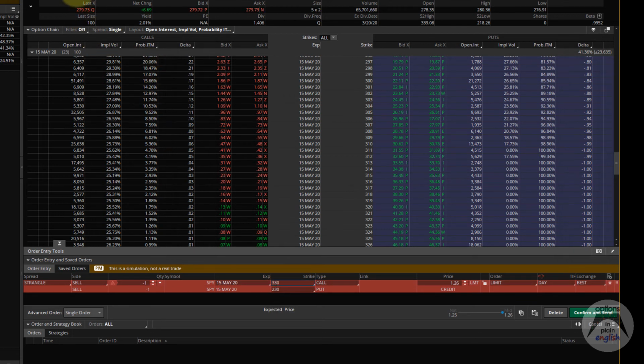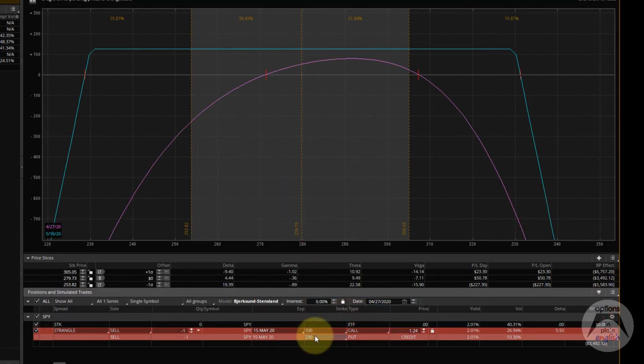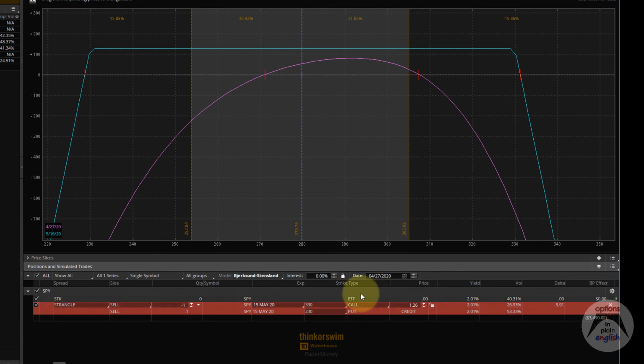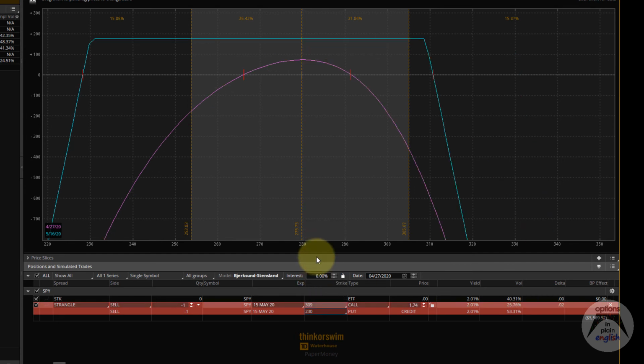Okay, so let's go back to our Analyze tab. And instead of the 230, 330, we're going to open up the price. So it picks up the current one. Let's not worry about this right now. And let's go for the 230, 309. Okay, that should make the deltas very close to each other.